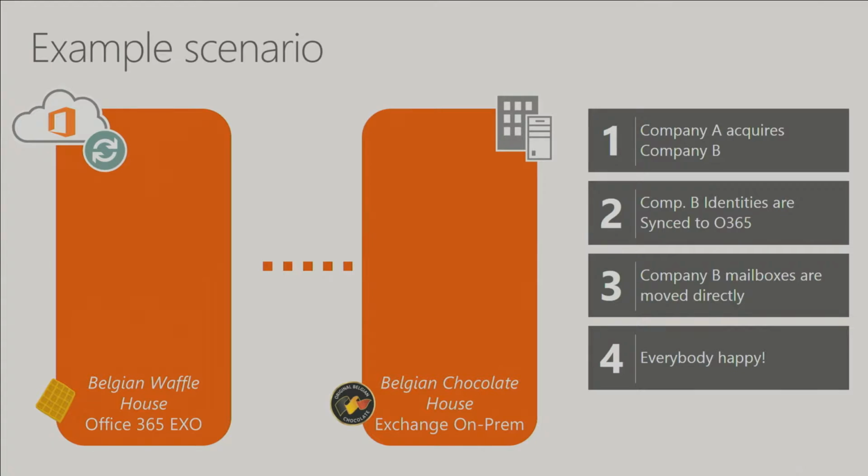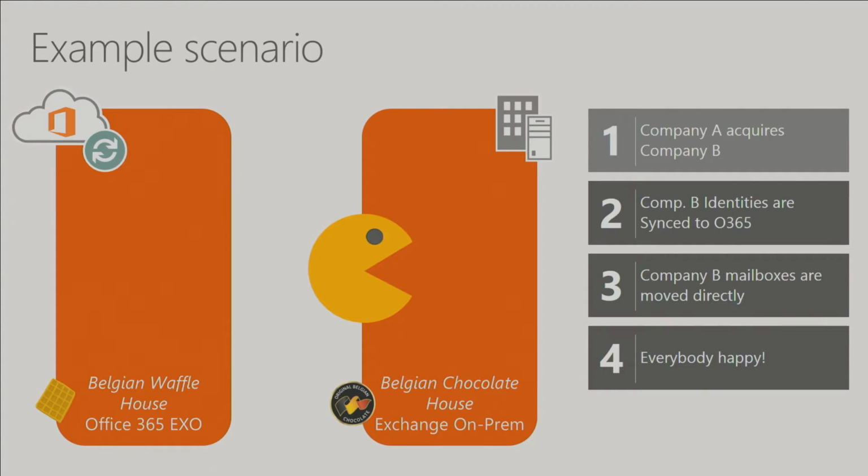So the scenario here, on the left-hand side, Belgian Waffle House, and they bought the chocolate house. So first of all, you buy the company. That's not anything that IT does, but what do you do then? What is the next step that you do? And I'm going to take the high-level steps.